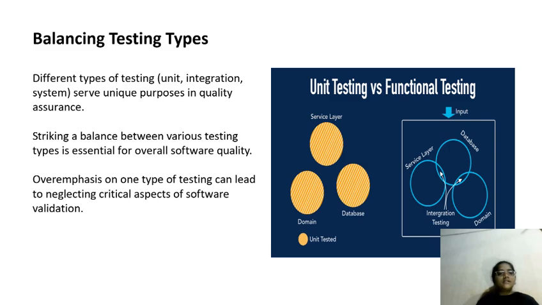Balancing testing types. The different types of testing are unit testing, integration testing and system testing, and they serve unique purposes in quality assurance. Striking a balance between various testing types is essential for overall software quality. According to the software quality, we use the testing types that we require. Overemphasis on one type of testing can lead to neglecting critical aspects of software validation. According to the domain, we choose the testing phase.